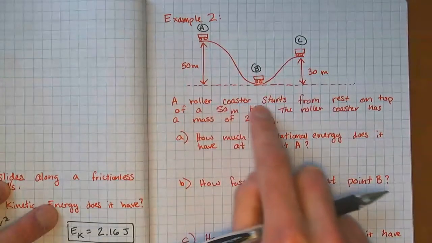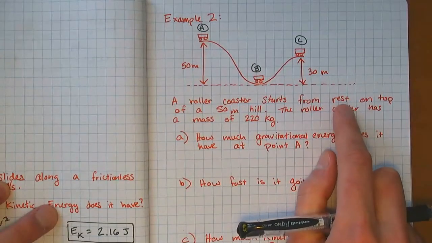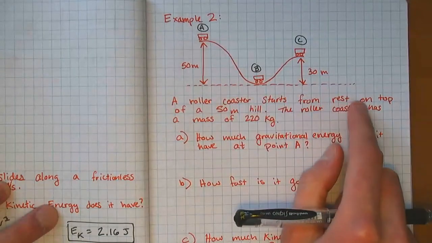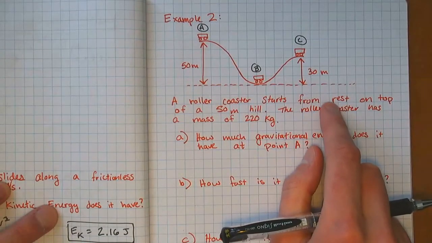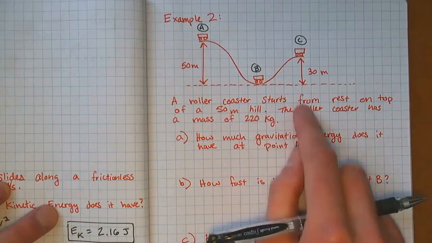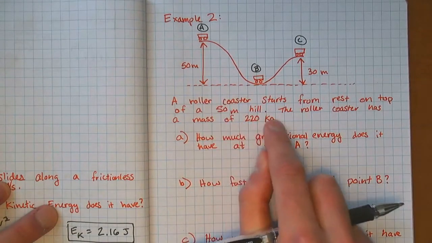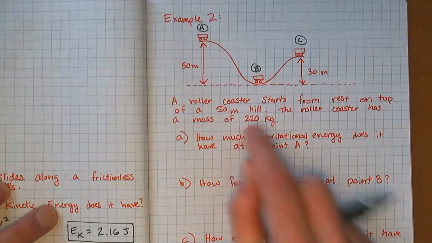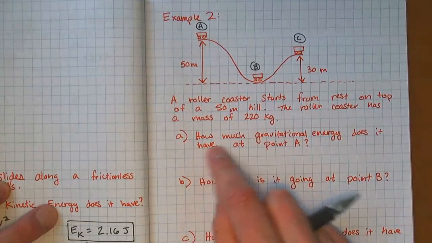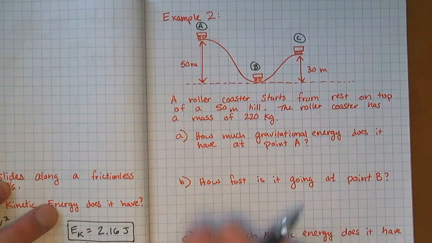It says a roller coaster starts from rest, so that means initial velocity is 0 at the top, meaning no kinetic energy at the top. It is at rest at the top of a 50-meter tall hill right here. The roller coaster has a mass of 220 kilograms. First question, how much gravitational energy does it have at point A?